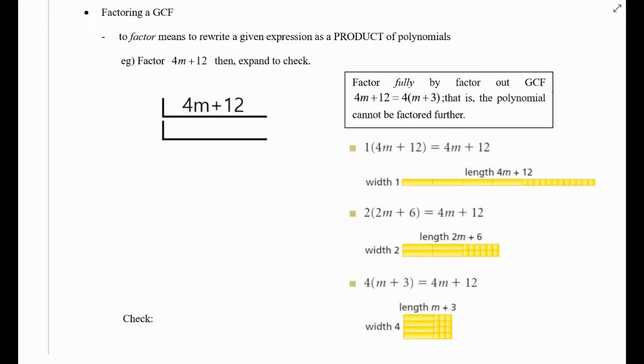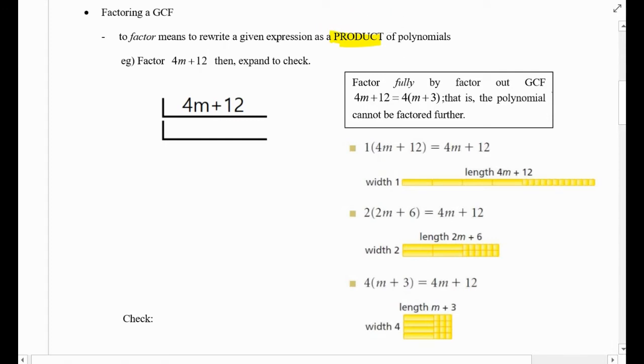Okay, so let's move to the next. Factoring GCF. Everyone, what does it mean by factoring? To factor means to rewrite a given expression as a product of polynomials. So what is a product? Product is multiplication of two things.